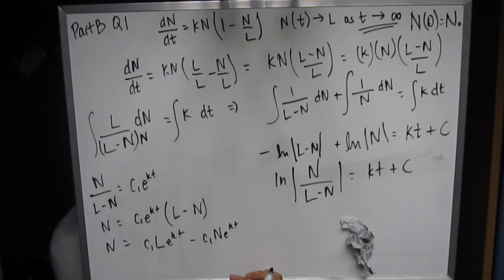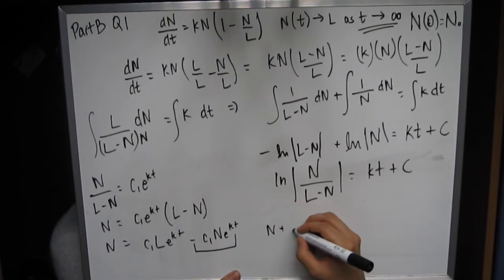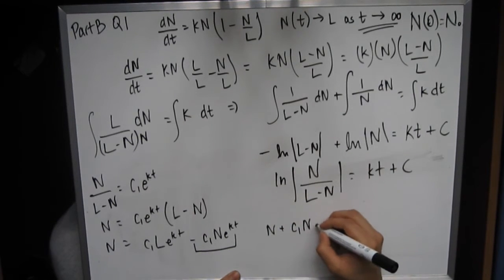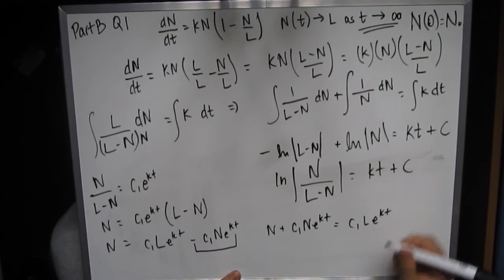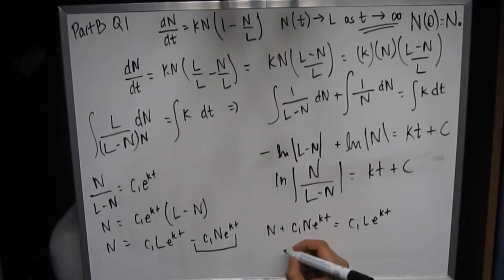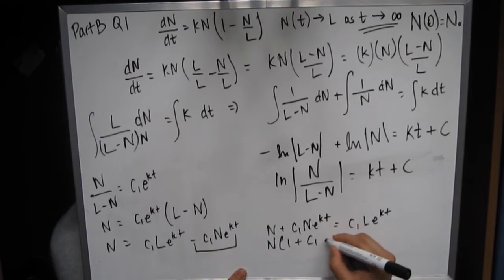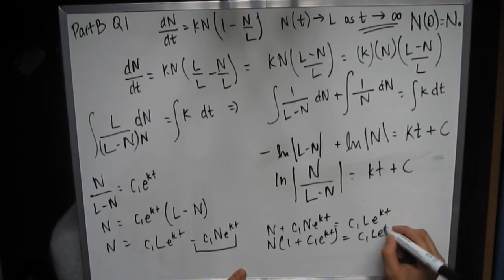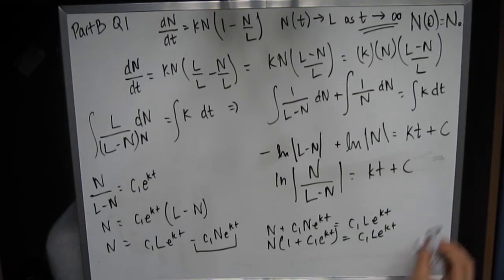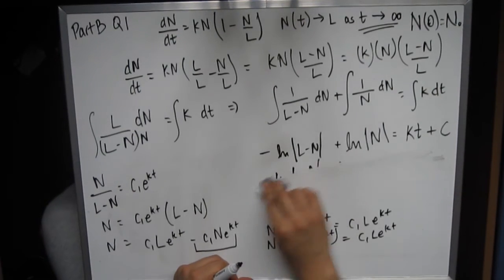Now what we need to do is get all the n's to one side so we can factor it out. That'll be done by taking this to the left hand side of the equation. So you get n plus C1 n e to the power of kt, which is equal to C1 L e to the power of kt. And now you can factor the n's out, so you get n times (1 plus C1 e to the power of kt), which is equal to C1 L e to the power of kt.